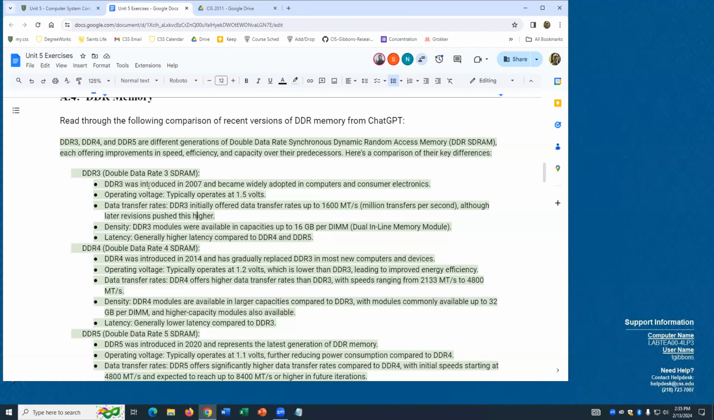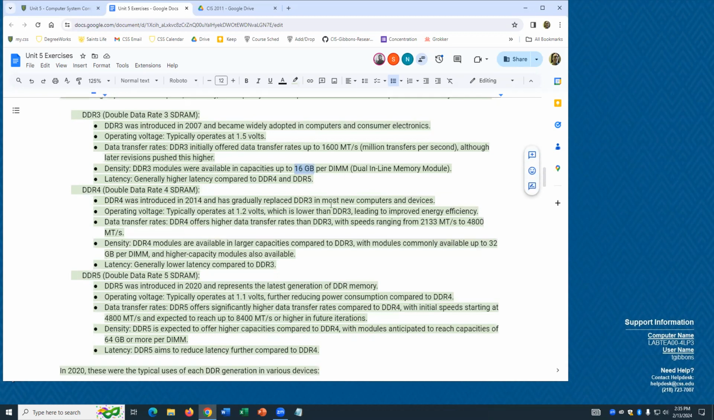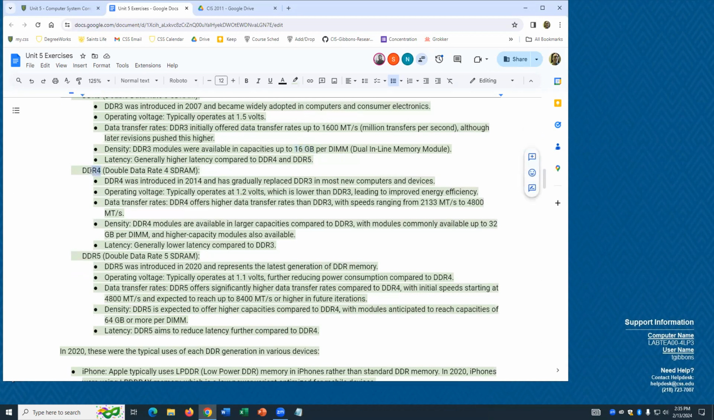So here's a little history of DDR RAM. DDR3, I'm starting there, was 2007. I thought that's about as early as you have probably seen or worked with computers. We had capacities up to 16 gigabytes per DIMM module. Lately, we've been using DDR4 memory, since 2014, and it's been very common. I've never used DDR5 memory. It's out there, if you're building a new computer with a new motherboard.